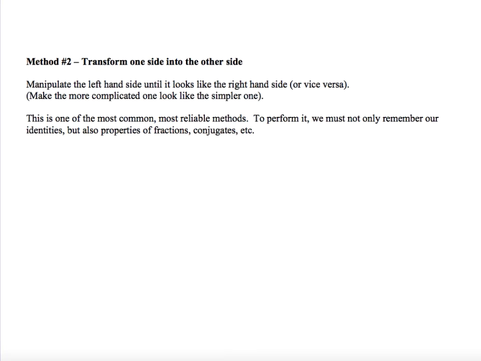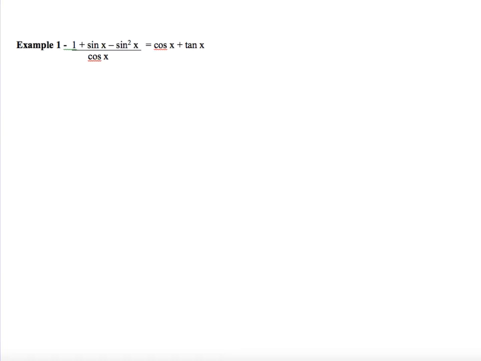How we're going to do that is we're going to transform one side into the other. So we're going to be given some identities that we're going to try to prove if in fact they are identities. And so we're going to manipulate this equation. We're going to start on one side. You can start either on the left or on the right, and you're going to turn it into the other side. So this is one of the most common and most reliable methods to verify an equation. So let's check out a couple of examples.